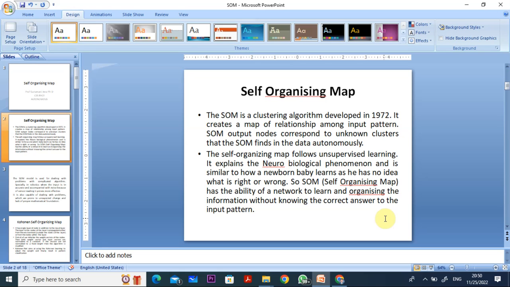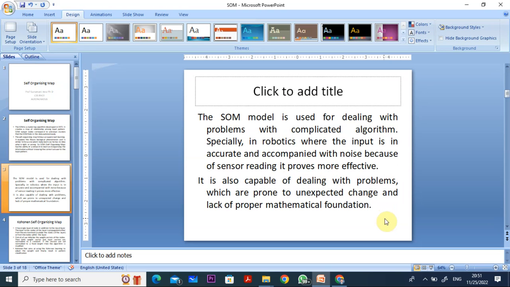So as I told you, this SOM follows unsupervised learning, and it explains the neurobiological phenomenon and is similar to how a newborn baby learns, as he has no idea what is right or wrong. So the self-organizing map has the ability of a network to learn and organize the information without knowing the correct answer to the input pattern. It does not know the correct answer for that one. It is similar to how a newborn baby learns all things.